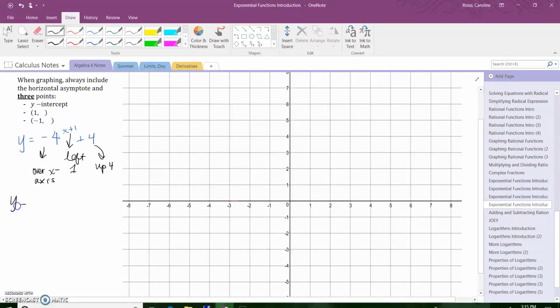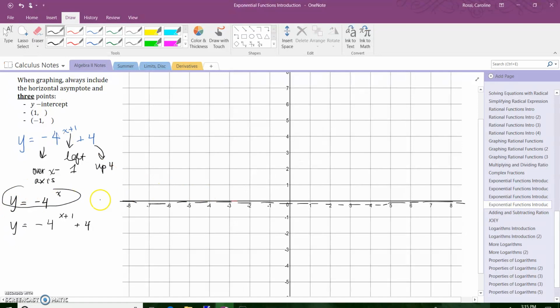So here's what I'm going to do here. I'm going to graph negative 4 to the x first, and then I'm going to graph negative 4 to the x plus 1 plus 4. You should always consider the reflection first and then shift the reflection. So I already know that 4 to the x would look something like that, but I'm not interested in that. I just basically want the negative of that.